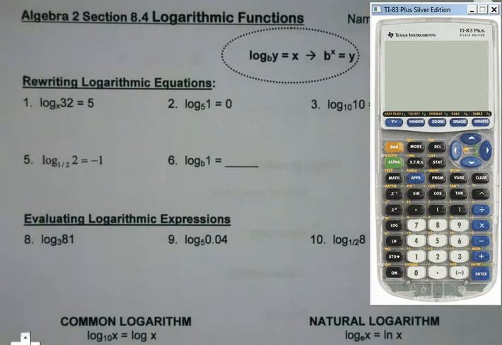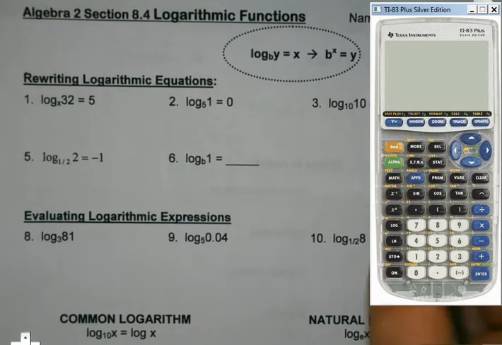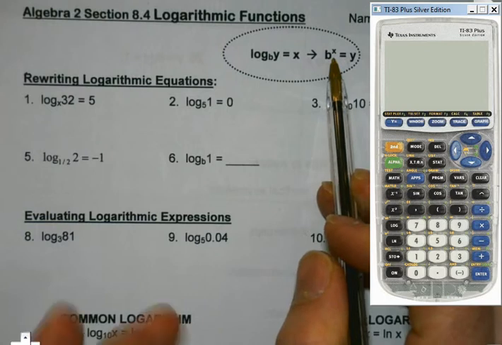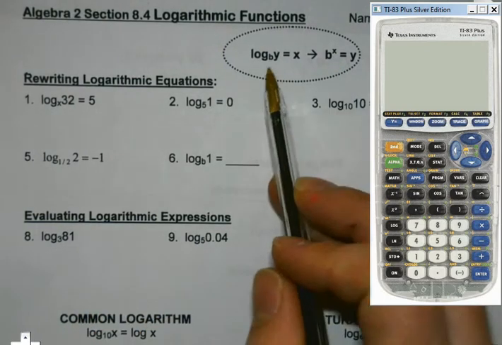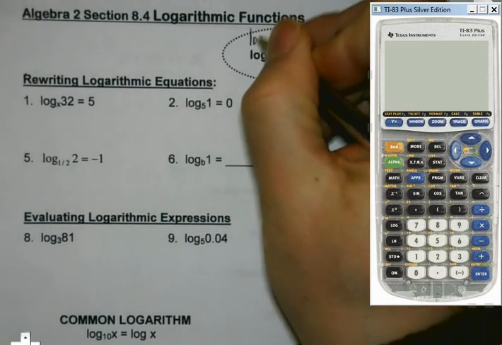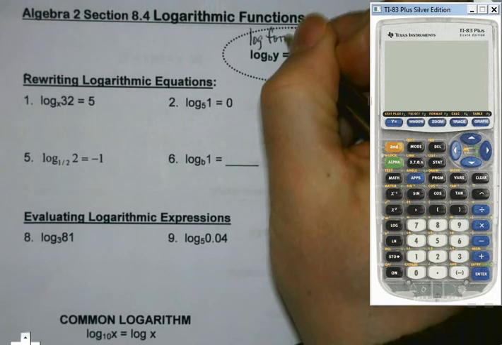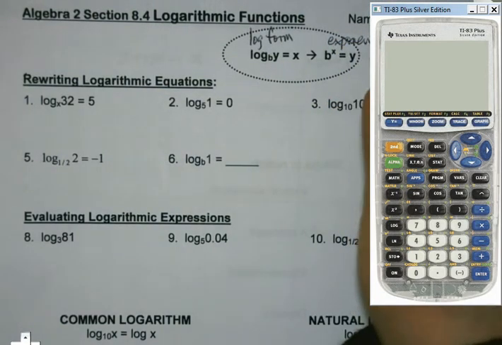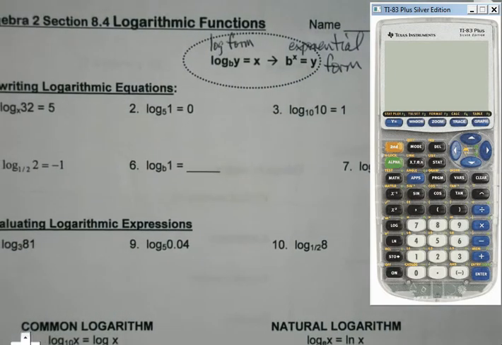And I'll explain how I'm going to refer to things so we're all working the same way. Whenever you're trying to figure out the value of a logarithm, basically you're going to take the log and turn it into what's called its exponential form. So this would be my log form, and this would be my exponential form. If you're asked to go from one to the other, you know what they're talking about.